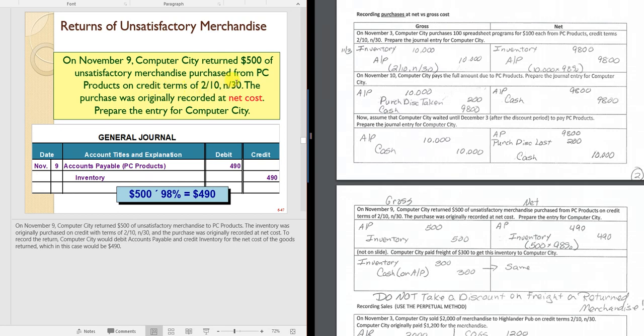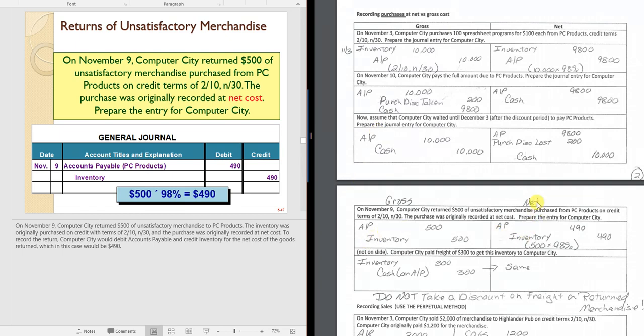2/10, net 30. Again, you're going to do this differently if it's the gross method or the net. So notice they returned $500 of inventory. If I've recorded it gross, notice this is my entry when I buy. So when I return it, I just flip it for the amount that's returned. Instead of debiting inventory and crediting accounts payable, when I return it, I credit inventory and debit accounts payable. Now, if I've already paid off the bill, then you can debit cash or accounts receivable if you need to get a refund. So just pretend this is separate from these.